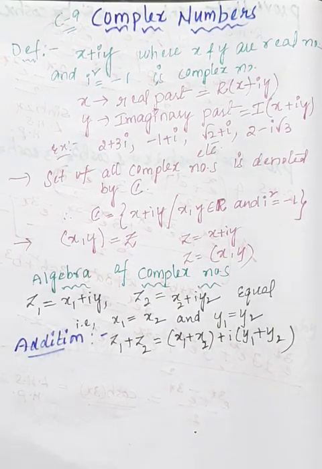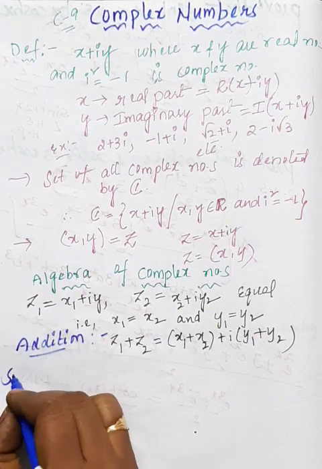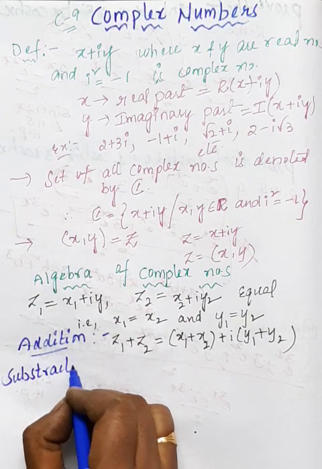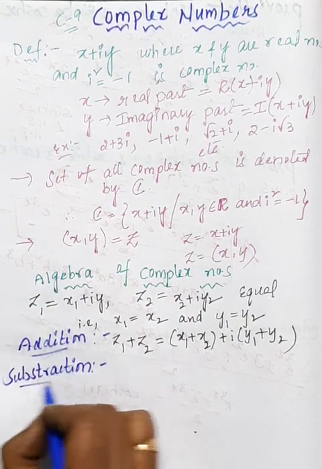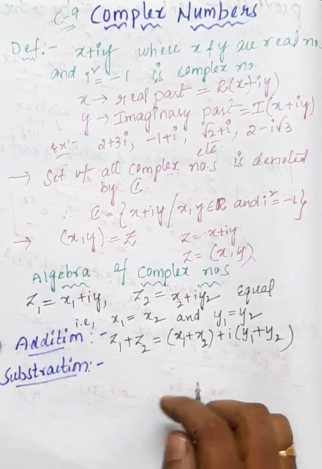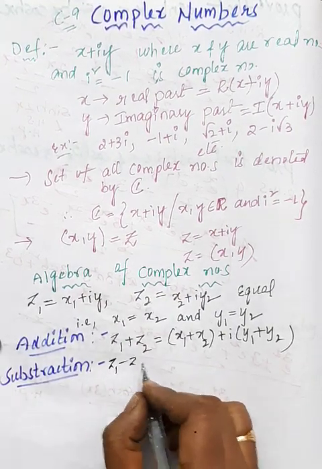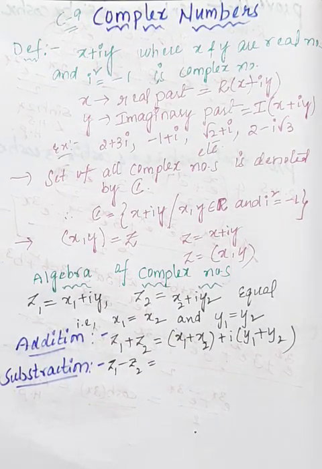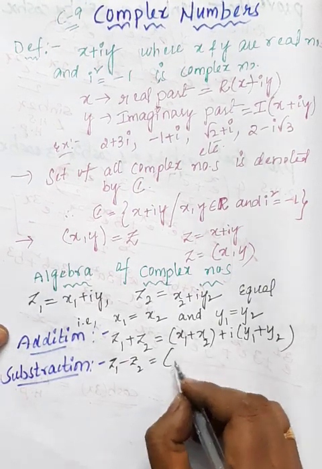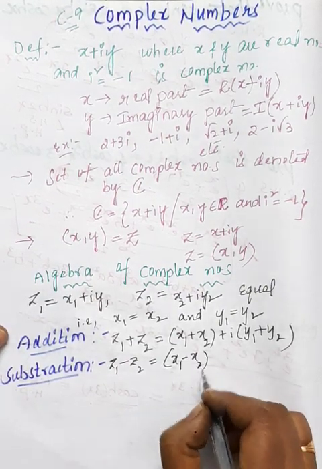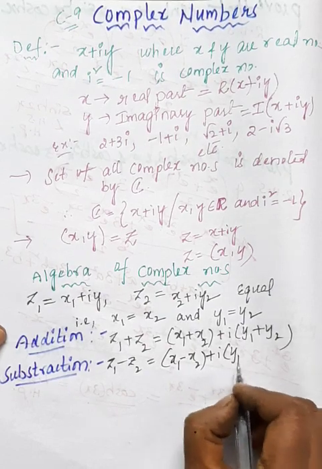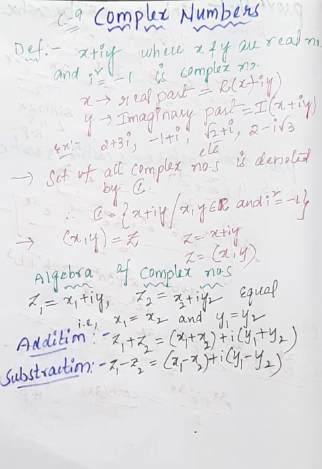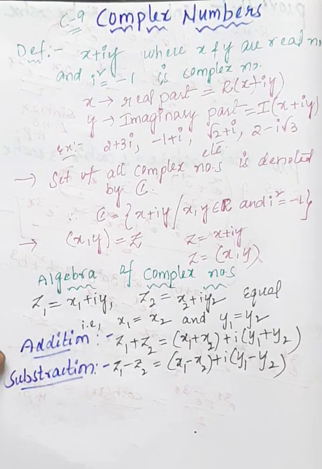Now let us see subtraction. Subtraction also: z1 minus z2 is equal to real part minus real part plus imaginary part minus imaginary part, that is x1 minus x2 plus i into y1 minus y2. So this is addition and subtraction. Now let us see the multiplication.